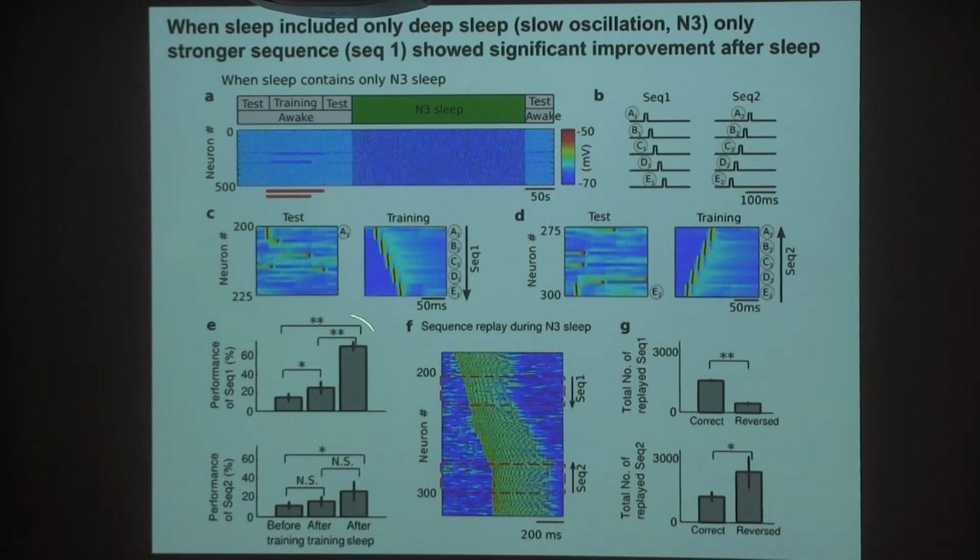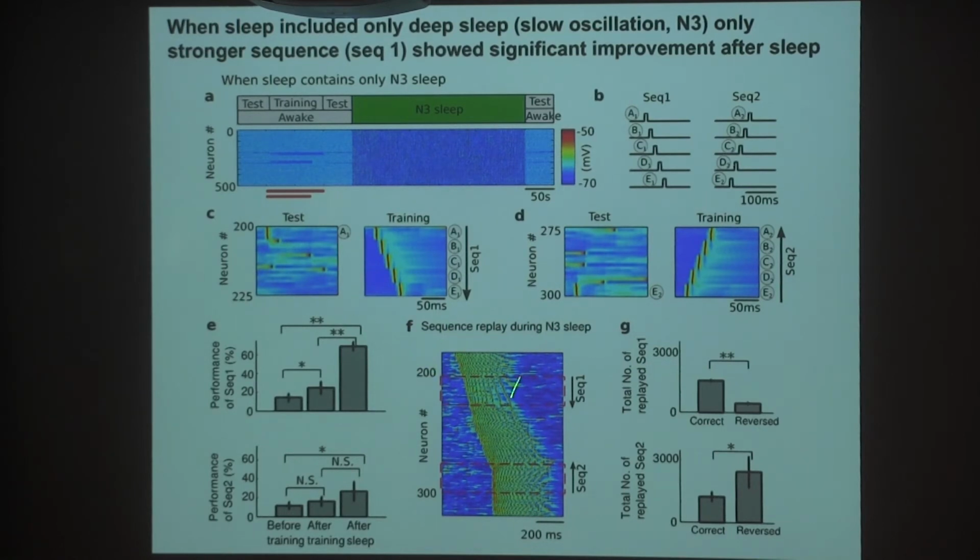Now, if you look at what happens after sleep, which in this case was only stage 3 sleep, only slow oscillations, you can see the first sequence improves a lot. So there are lots of replays of that sequence, and you can actually see it here, these nicely organized stripes of cell spiking. However, sequence 2, which was trained in the opposite direction and was somewhat inferior to sequence 1 in terms of how long it was trained, shows some quantitative increase, but it's not significant. And if you look at this area, it's not really showing nice patterns of replay.